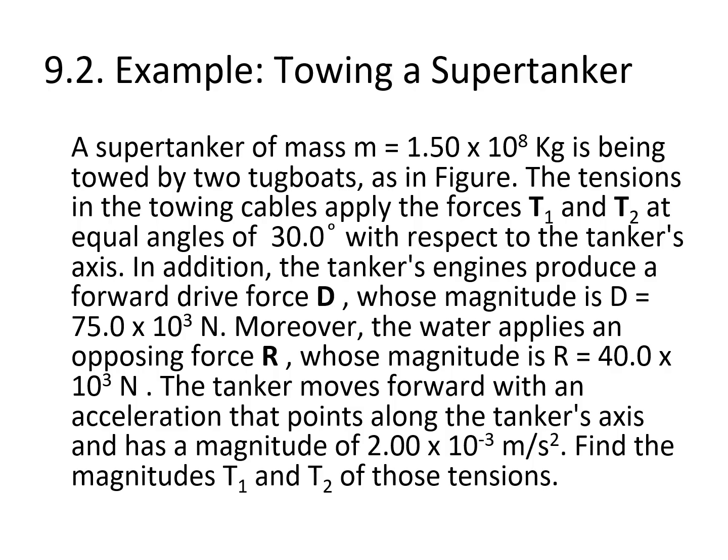Before solving, notice the symmetry in the problem. The two tugboats pull at equal angles above and below the tanker's axis. Because the situation is symmetric, we should expect the two tension magnitudes to be equal. But we should still prove that using Newton's law rather than simply assuming it.